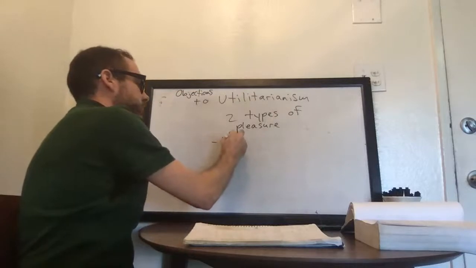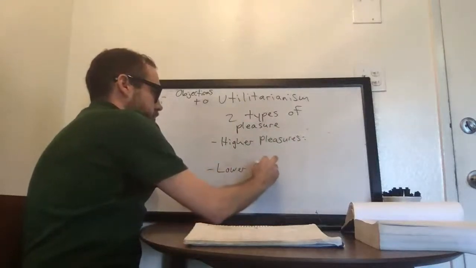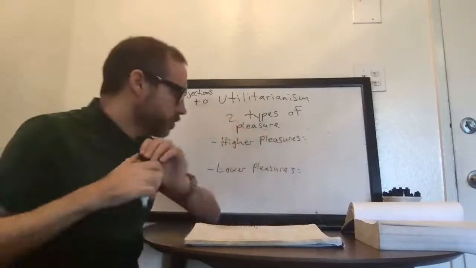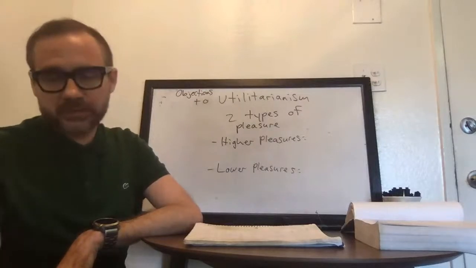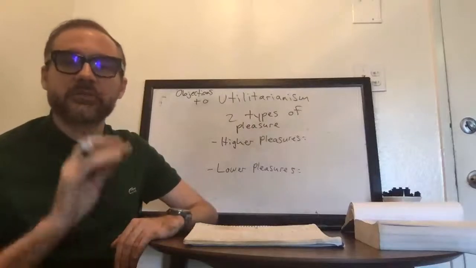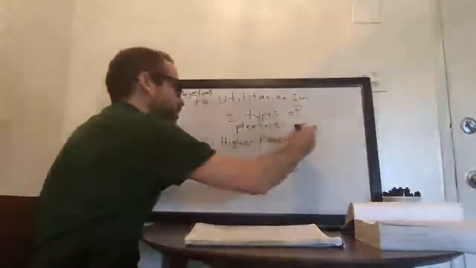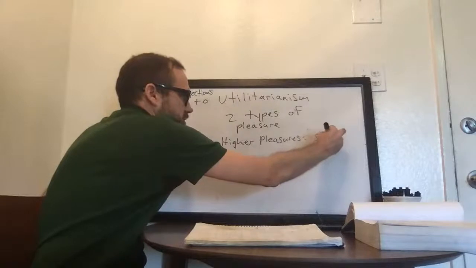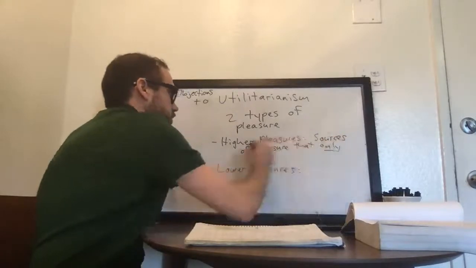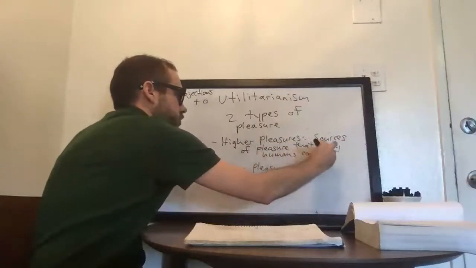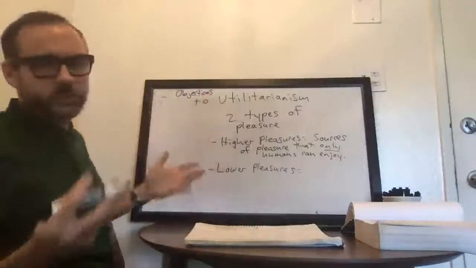So there are higher pleasures and lower pleasures. The higher pleasures are labeled higher pleasures because they are pleasures that only human beings could possibly experience. Only our life form could even understand the things that these pleasures involve, because it takes a higher level of intelligence and sophistication to enjoy such pleasures. So these are sources of pleasure that only a human can enjoy. Lower pleasures are therefore just sources of pleasure that non-human animals can enjoy.